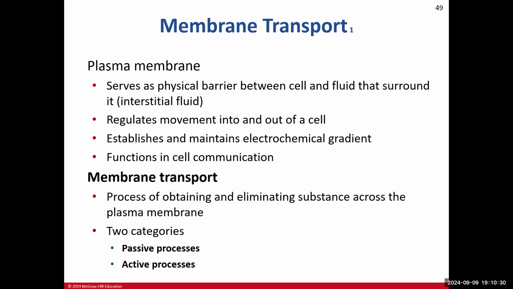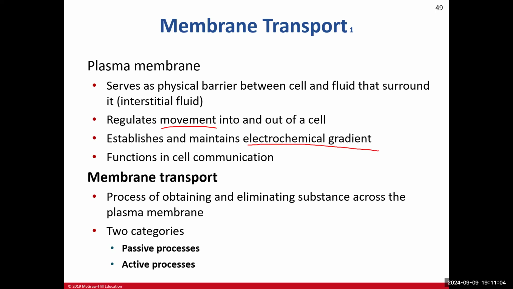Let's recap. The plasma membrane is a limiting barrier, which means it is going to prevent things from coming in from the outside and things that are inside from leaving. So that's the purpose. It's a physical barrier. I said before, it's going to regulate what can come in and what can go out. And so it plays a big role in establishing what we call the electrochemical gradient.